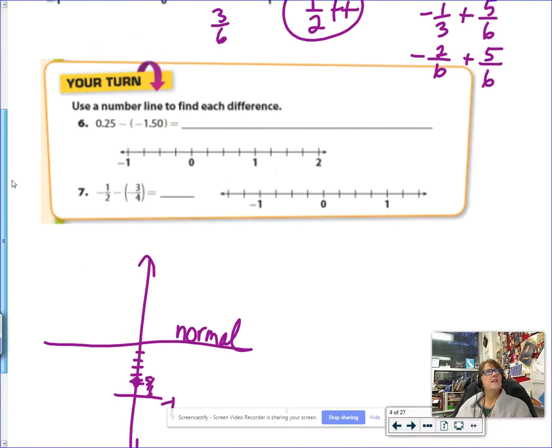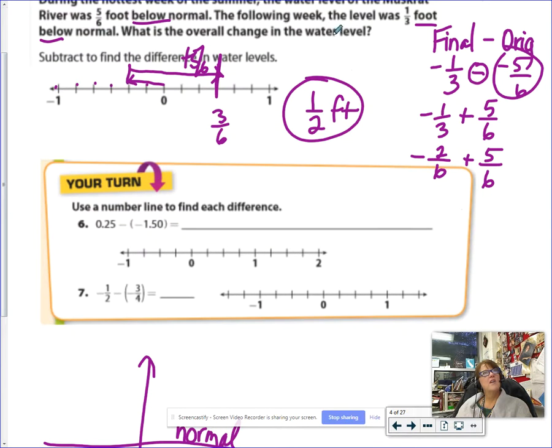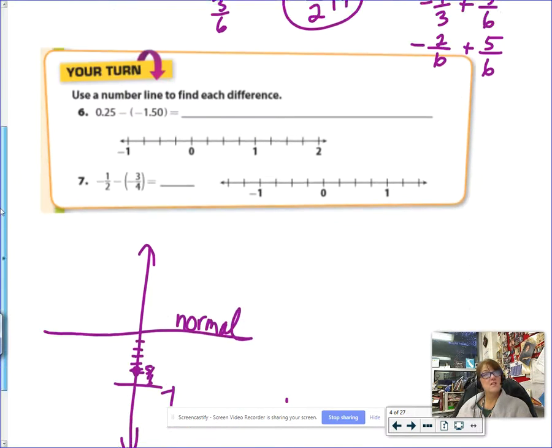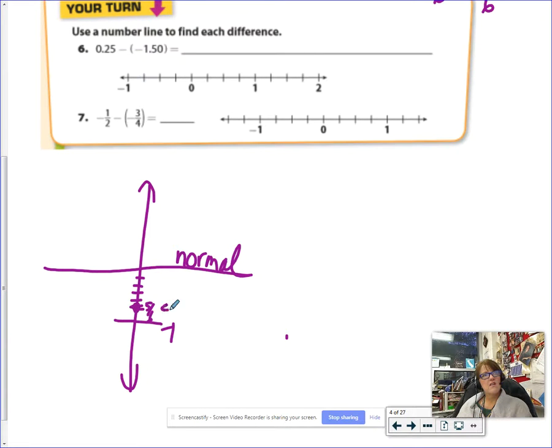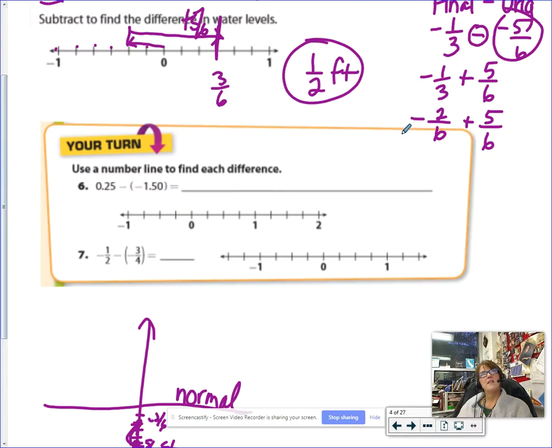And then I was only 1/3 of a foot, which is 2/6 below normal. So I started here, and then I ended at negative 2/6. And they want to know, how much did it change? Well, I started here, and then it went up 3/6. That's positive 3/6, which is 1/2. Sometimes a picture makes more sense.